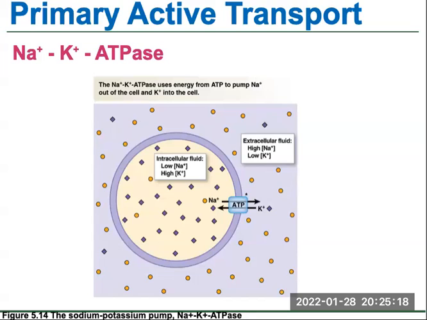This transporter is arranged in the cell membrane so that it pumps 3 sodium out of the cell while pumping 2 potassium into the cell for every ATP consumed. As you can see, these contribute to the establishment of a high sodium concentration outside the cell and a high potassium concentration inside the cell. Sometimes this is also called the sodium potassium ATP pump or sodium potassium ATPase.